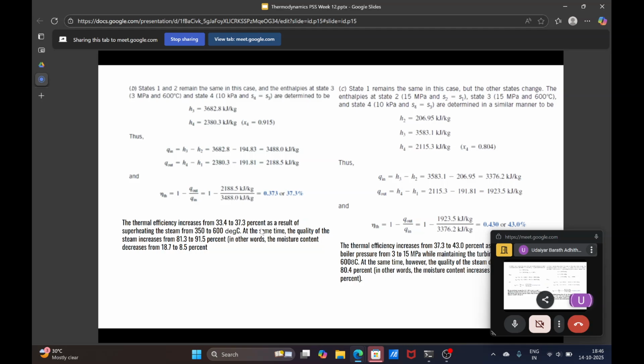Which is good because we will not encounter two phase in the turbine, which will create its own set of problems. So we always want the turbine to operate at a single phase or a vapor state. Having two phase will erode and deteriorate the performance of the turbine. So having this increase in quality is a good sign.